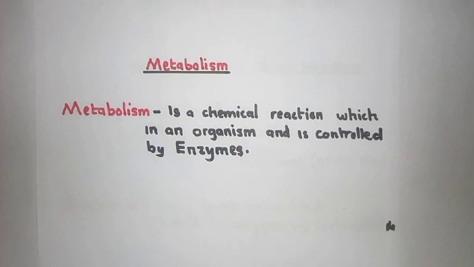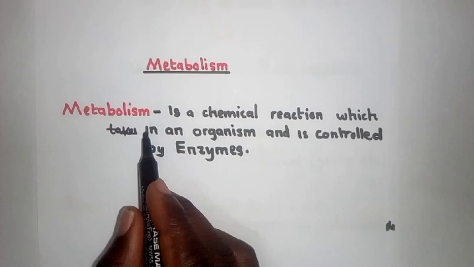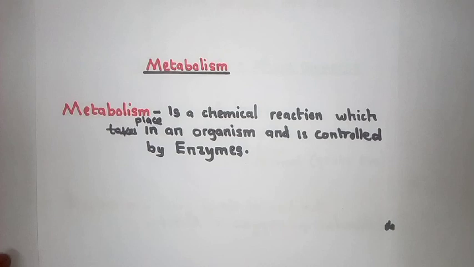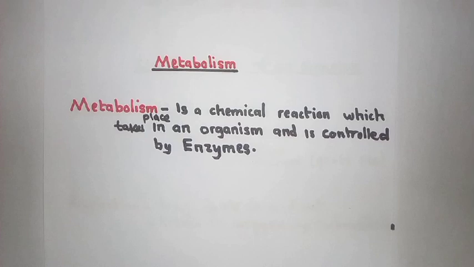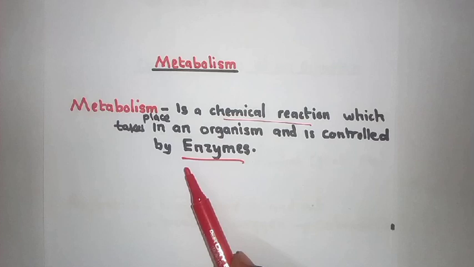Okay, so now we are done with the characteristics of organisms. We now look at what we call metabolism. So what is the definition of metabolism? You can simply say it's a chemical reaction which takes place in an organism and is controlled by enzymes. In the next topic, we'll look at enzymes. If you don't know the enzymes, you can do your research. What are enzymes? These are just catalysts. They help the chemical reaction to take place, but they are not part of the chemical reaction. This you need to know.